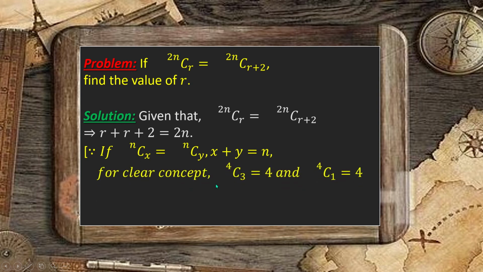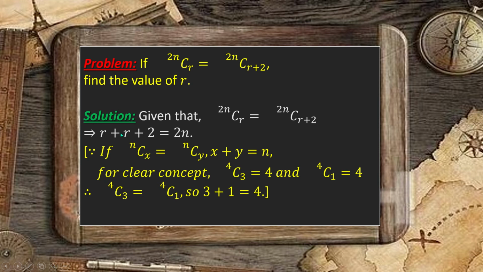For a clear concept, we know 4C3 is equal to 4 and 4C1 is also equal to 4. Okay, as 4C3 is equal to 4 and 4C1 is equal to 4, therefore we can write 4C3 is equal to 4C1. Clear? Now follow here properly. Here 3, here 1. 3 plus 1 means 4. This is equal to this or this. Clear?